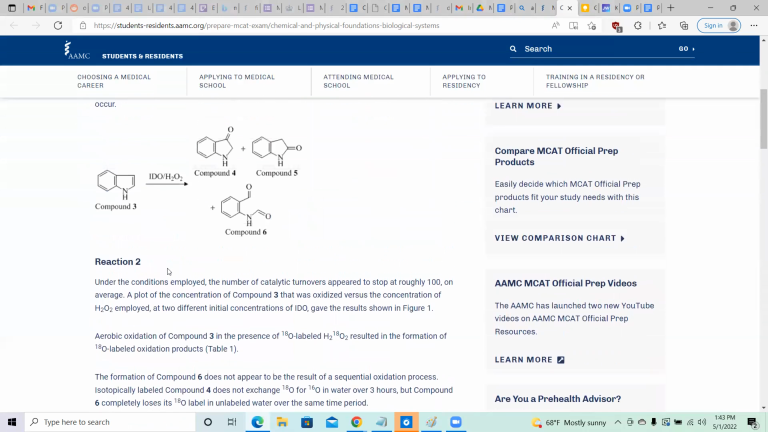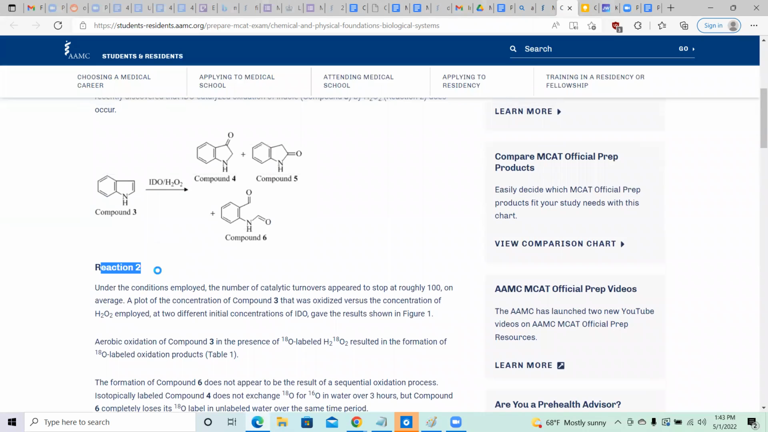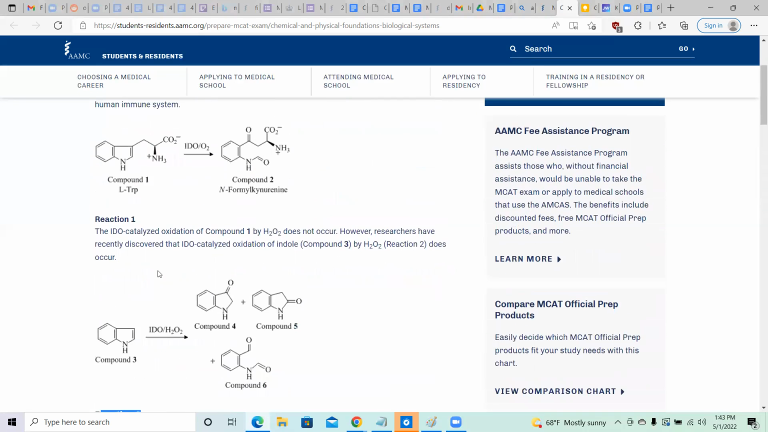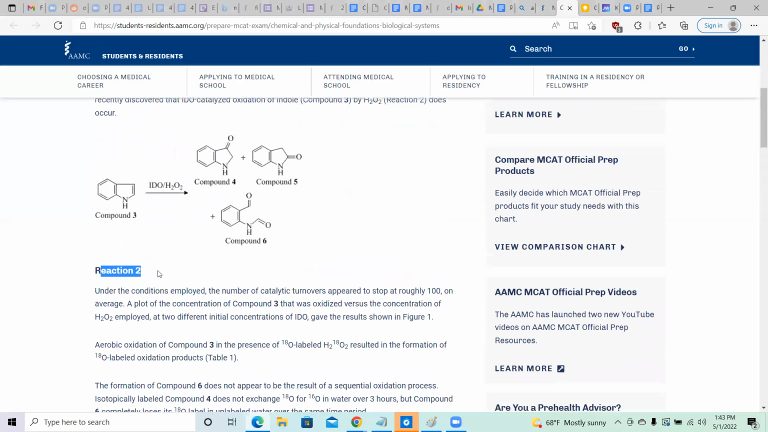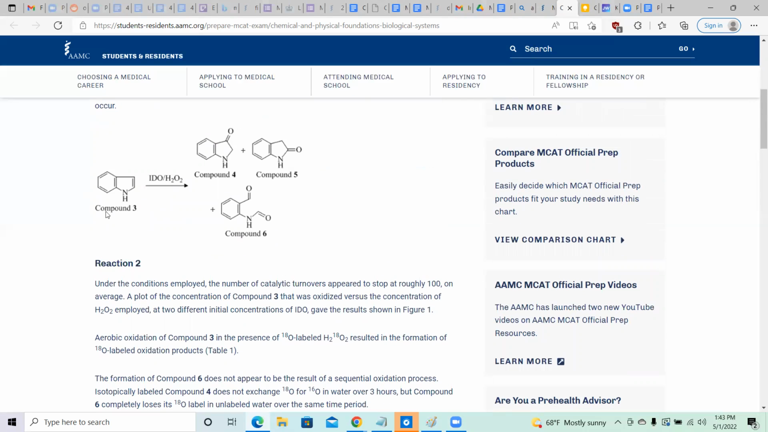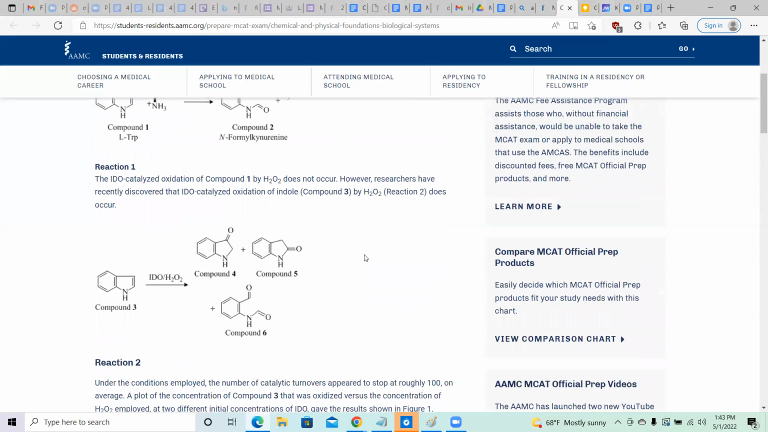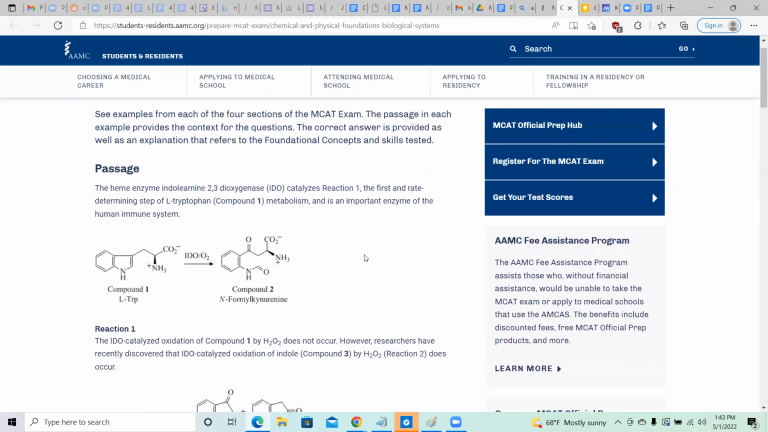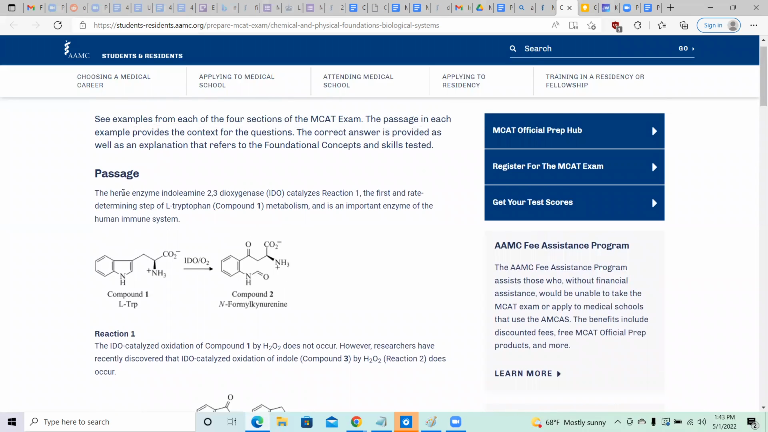Let's just go back to the passage. Okay, this is reaction 2, and the one above is reaction 1. So what do we see in reaction 2? We see compound 3 interacting with hydrogen peroxide and this thing called IDO. If you don't know what IDO is, let's take a look at it. We see it here: the heme enzyme indoleamine 2,3-dioxygenase, IDO.